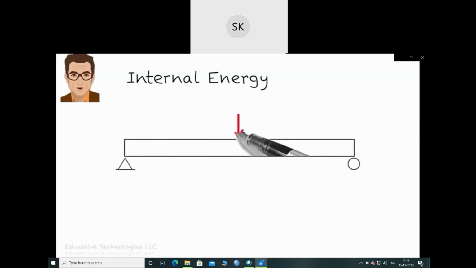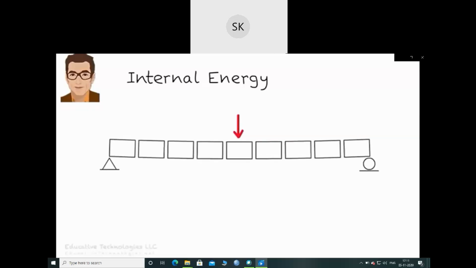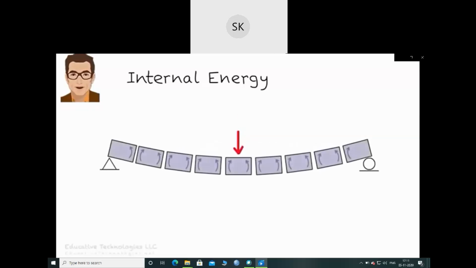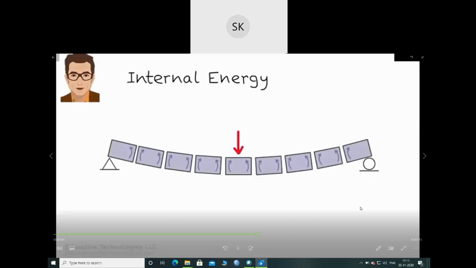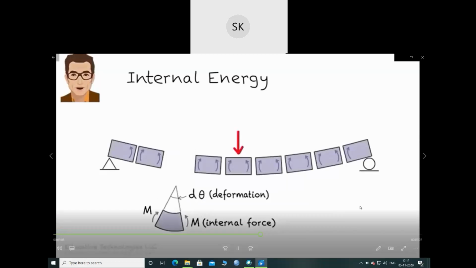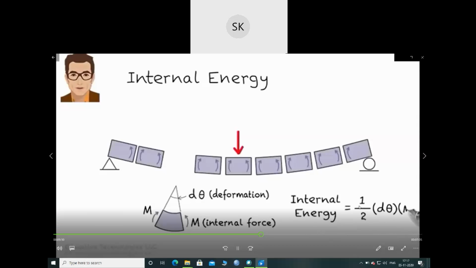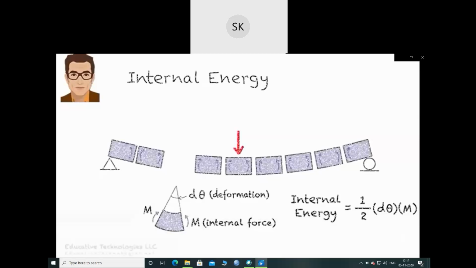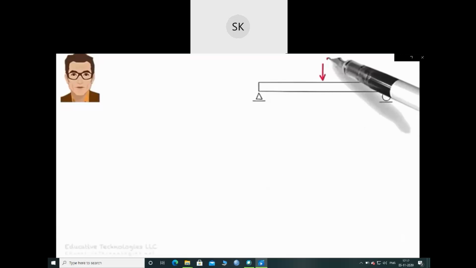When a load is applied to a structure, its parts or elements are deformed. Consequently, internal forces develop in each element. The work done by the external load is propagated through the structure and stored in the elements as internal energy. The energy stored in each element equals 1/2 its deformation times its internal force. Let me elaborate.